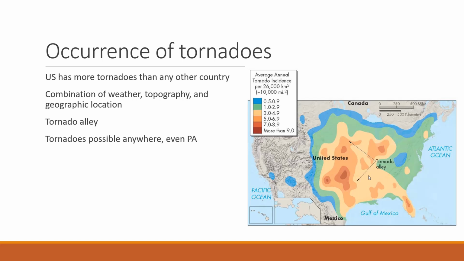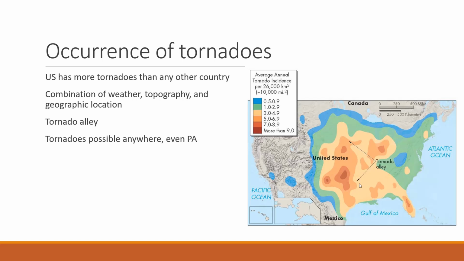Tornadoes actually occur more in the United States than any other country. It has to do with a combination of our weather, topography, and geographic location. Canada is the next most common occurrence of tornadoes. We have what we call a tornado alley. We also have Dixie Alley, which is the smaller amount of tornadoes down here. Tornado alley is this area of increased tornado activity. It seems to be moving. We do see movement in tornado alley.